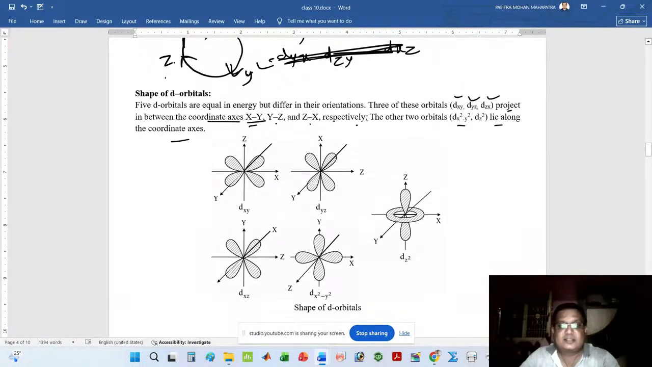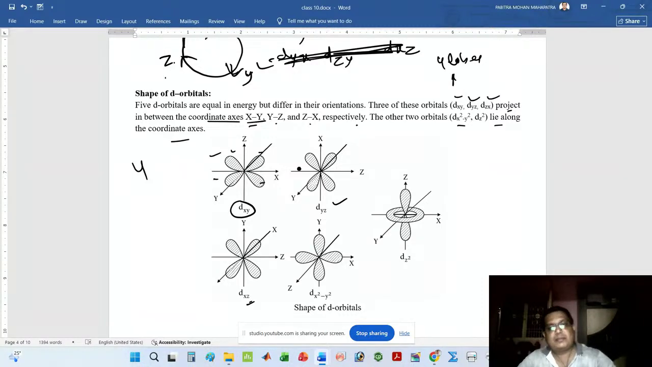Similarly, think about the yz plane. Similarly, think about the zx plane. Here, this is your dxy. There are four lobes. Remember, the first three orbitals, dxy, dyz, dzx, have four lobes. This is your dxy, this is your dyz, this is your dzx. Look at that: one, two, three, four. Four lobes are present in each case. Clear? These three orbitals first. Later I will explain the other two.